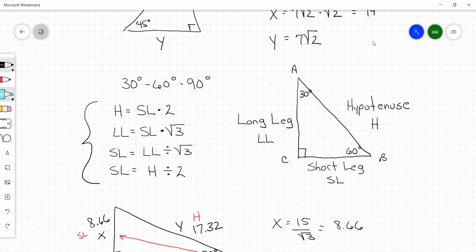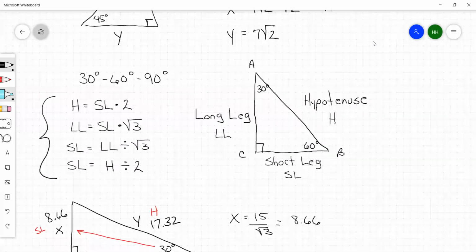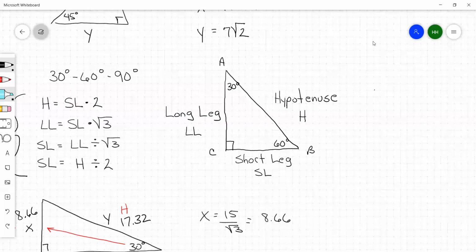Hypotenuse equals short leg times 2. Say it in your head as you're writing it, but abbreviate it as you're writing it. So in my head, I would say hypotenuse equals short leg times 2.